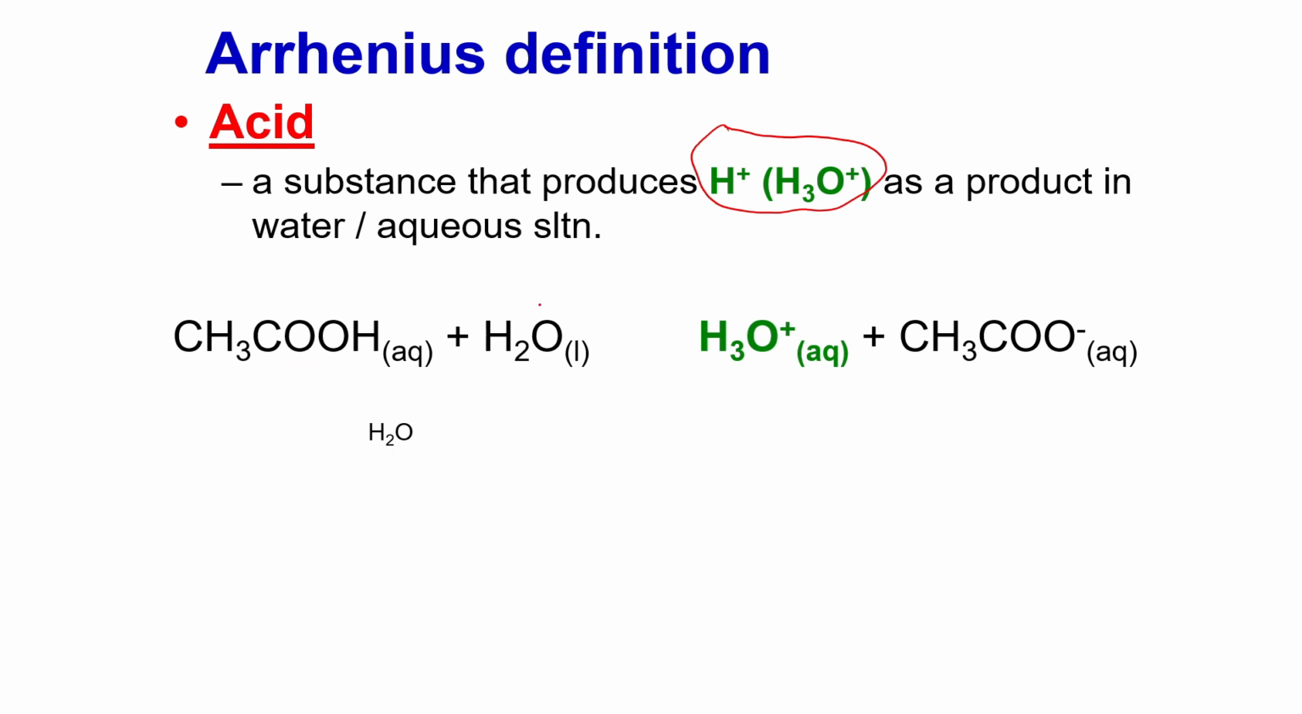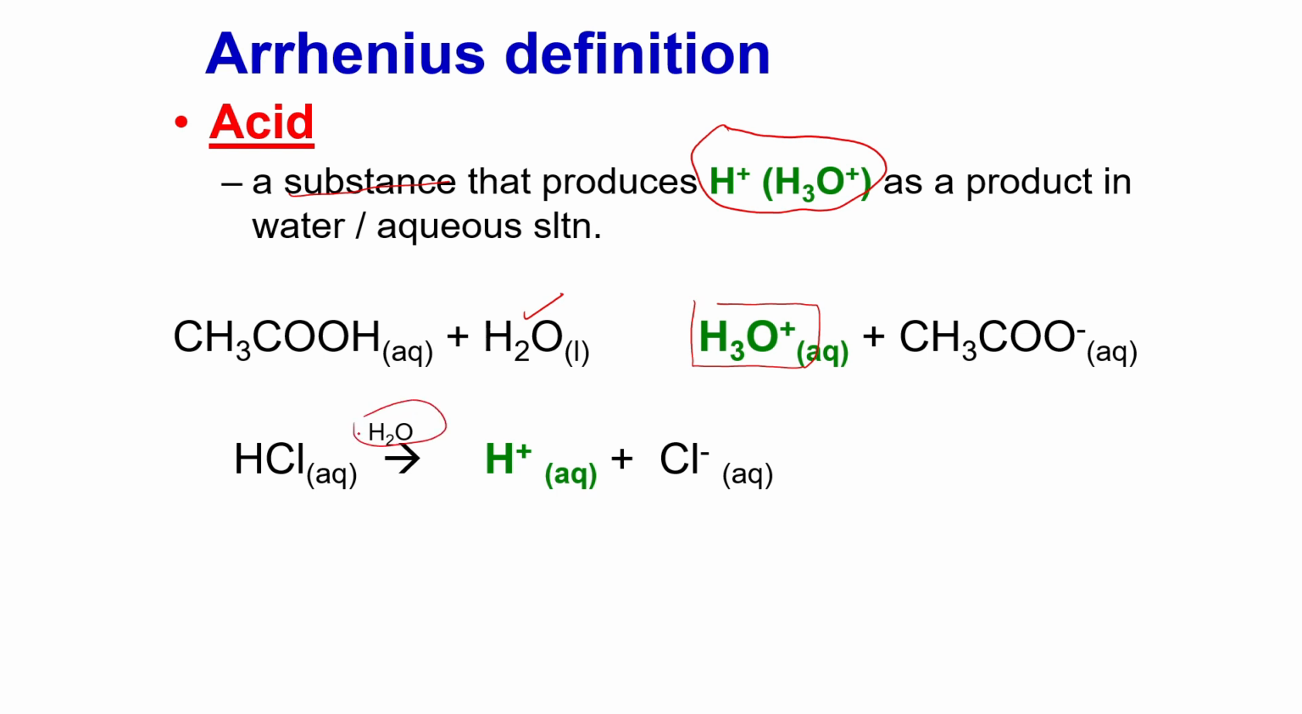Okay, for example CH3COOH react with H2O, dia akan produce H3O+. So meaning CH3COOH ialah acid. Kenapa dia acid? Sebab dia ialah substance yang menghasilkan H3O+ setelah react with H2O. Ini pun sama. HCl aqueous, meaning H2O tak ada dalam equation, tapi kita tahu dia ialah aqueous solution. Jadi aqueous ni meaning dia ada H2O. So HCl produce H+ aqueous and Cl minus aqueous. So HCl menghasilkan H+ sebagai produk, jadi dia ialah acid.